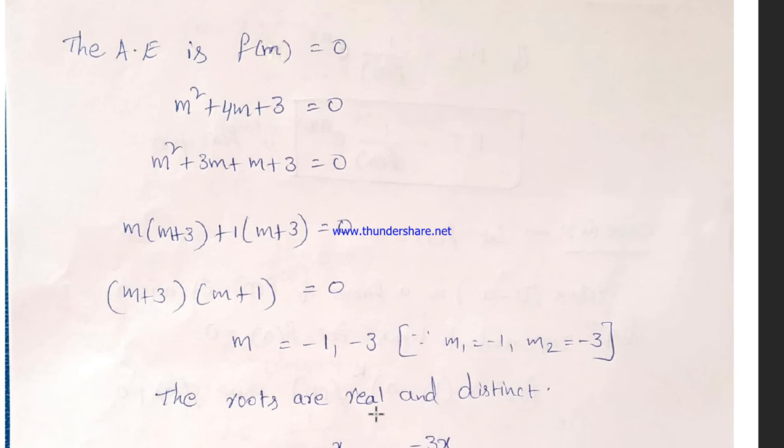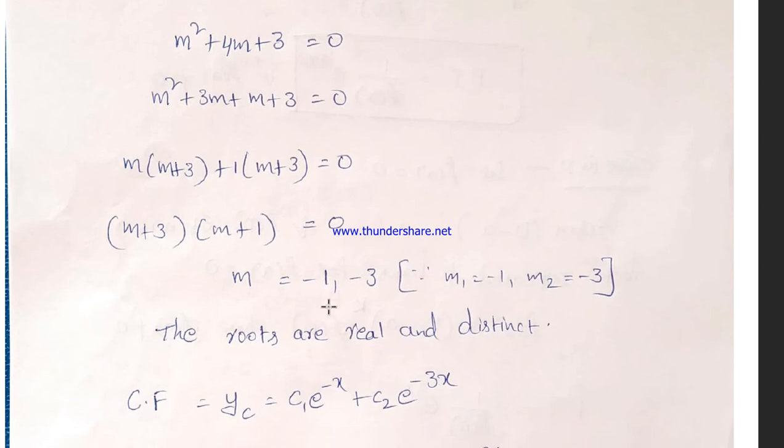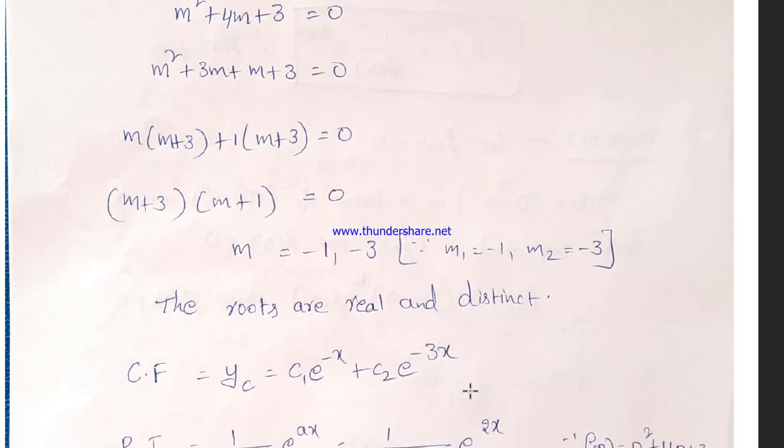So that's why the complementary function is c1 e power m1x plus c2 e power m2x. We have only two roots, so that's why we stop at m2x. So here m1 is equal to minus 1, m2 equal to minus 3. So the complementary function yc is equal to c1 e power minus x plus c2 e power minus 3x. So this is about the complementary function.